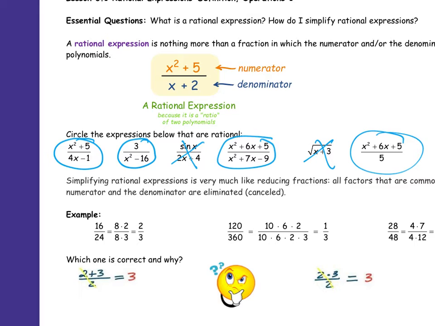A polynomial is an expression that has variables and numbers, variables to varying degrees. Positive degrees, I guess I should say. And you can have a degree 0. So that's why 5 counts as a polynomial. Okay?